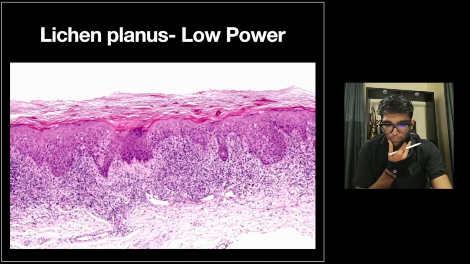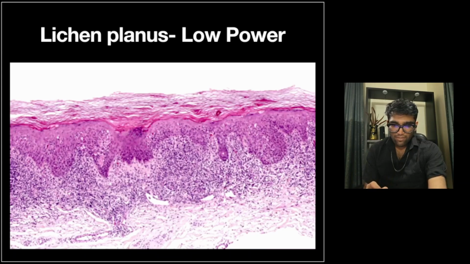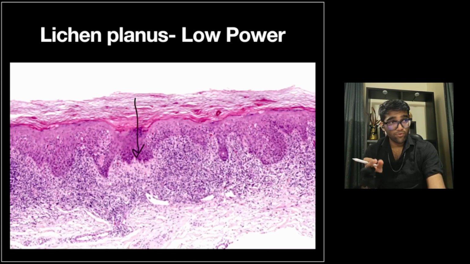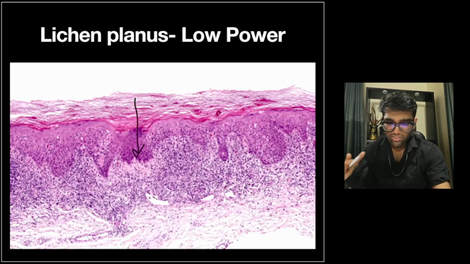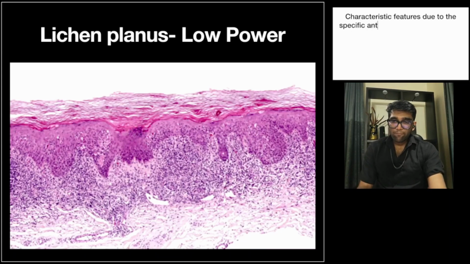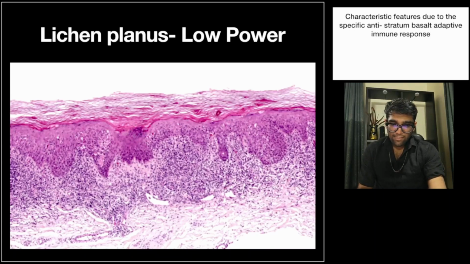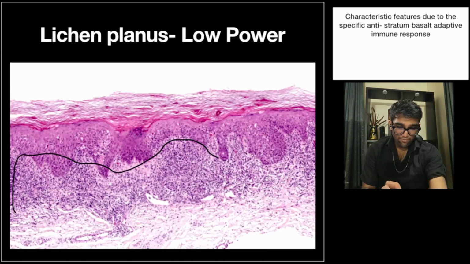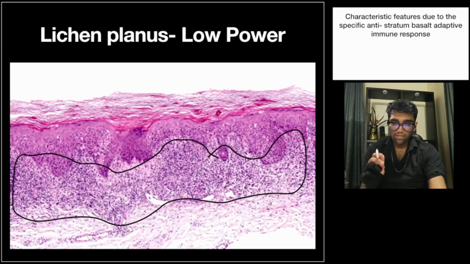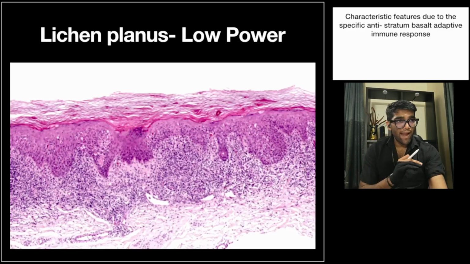So this is a low power view in lichen planus. What we find is that the skin thickness is not significantly increased. It is not thin as compared to normal skin, but not significantly increased. What we find is an anti-stratum basale adaptive immune response. Those lymphocytes that are targeting the stratum basale have infiltrated the superficial dermis in droves, in large numbers, and are visible as a band-like infiltrate in the superficial dermis.